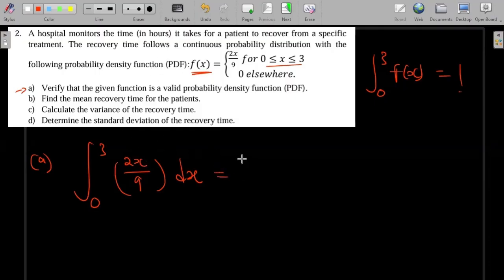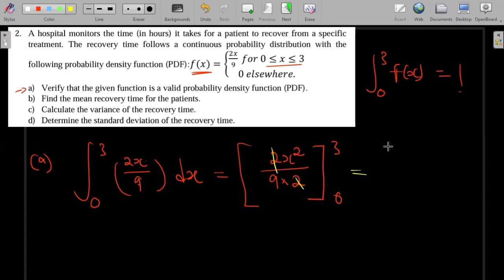So what we're going to get here: if we integrate this, it will be 2x squared divided by 9, multiplied by the new power here, which is 2. And then we have the limits, which are 3 and 0. So this gives us what? We see that these 2s will cancel, so what we are remaining with is x squared divided by 9, with limits 3 and 0.